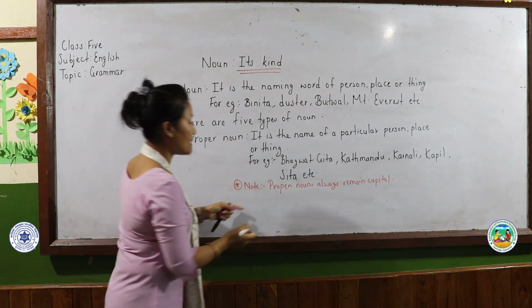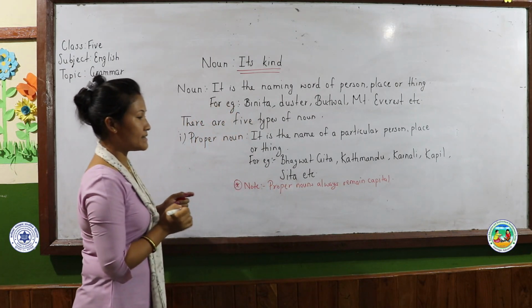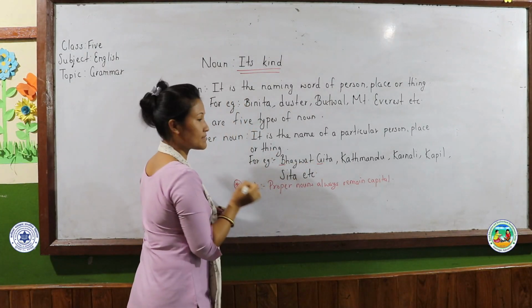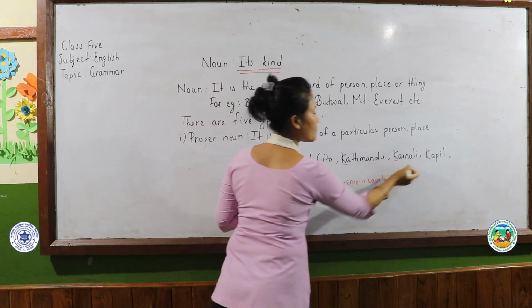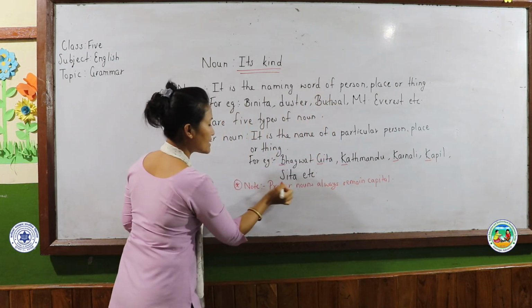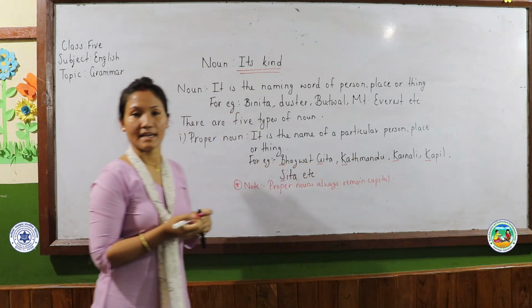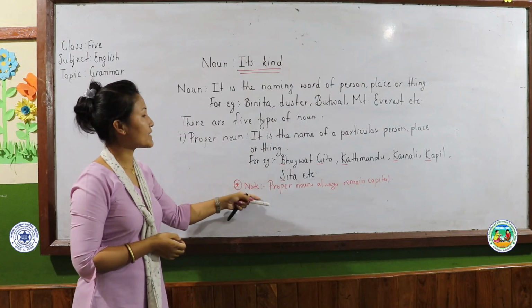You have to keep this in mind. Proper nouns always remain capital, like Bhagavad Gita, Kathmandu, Karnali, Kapil and Sita. See, all these are in capital letter. So, do not forget this.